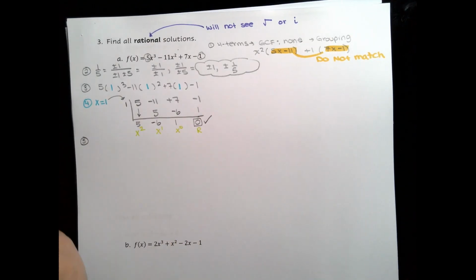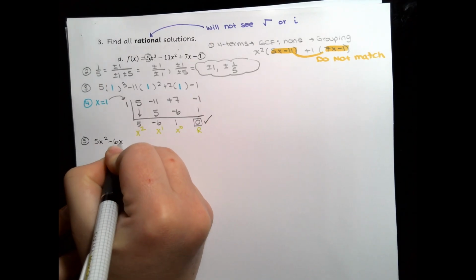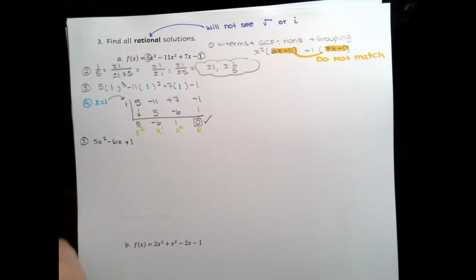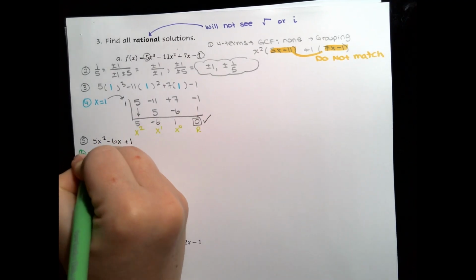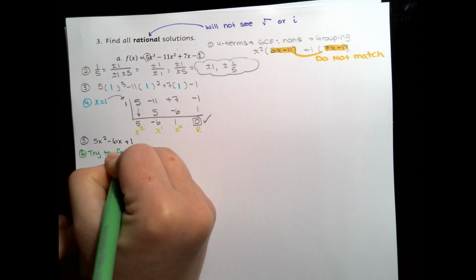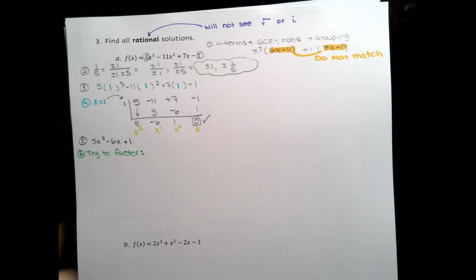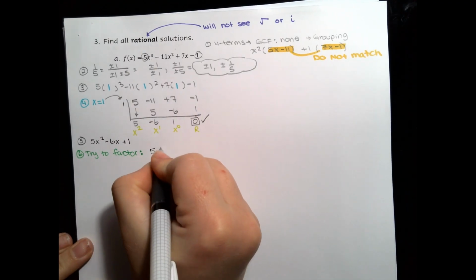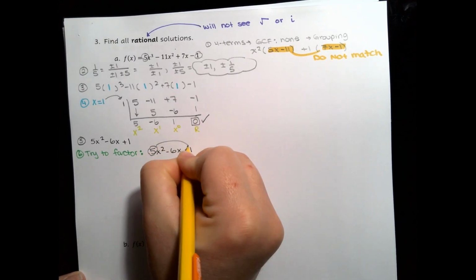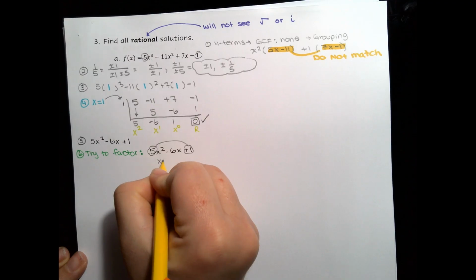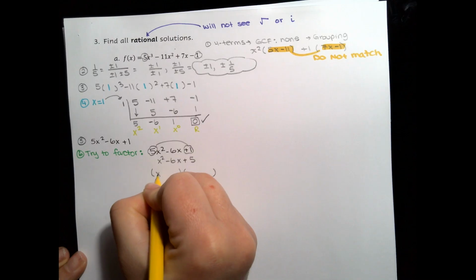Step number 5, we're going to write out our quotient from our division. So we have 5x squared minus 6x plus 1. Step number 6 is your round number 2, and we're going to try to factor. When you're trying to factor, I'm noticing that we have a trinomial with a leading coefficient that's not 1. So I'm going to try to factor using the rainbow method. And again, I see that yes, we can factor.